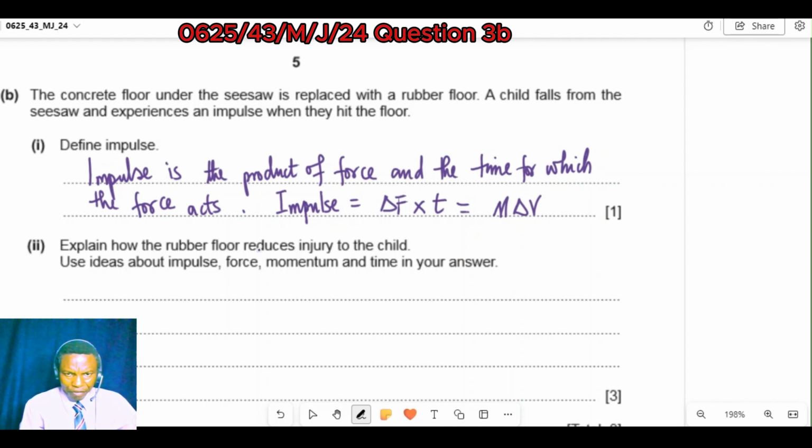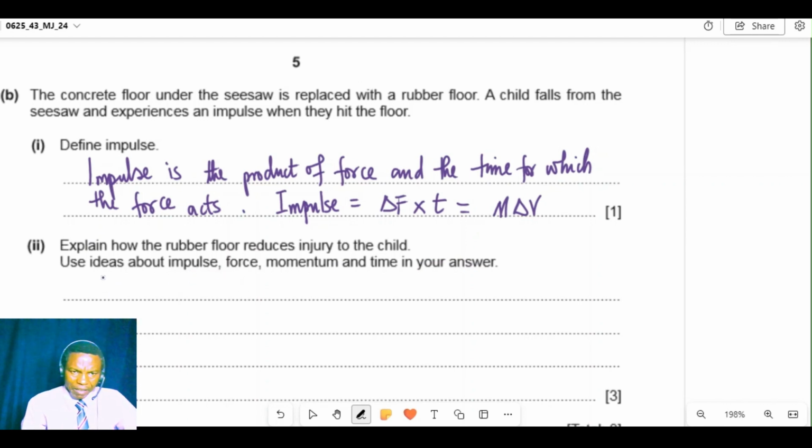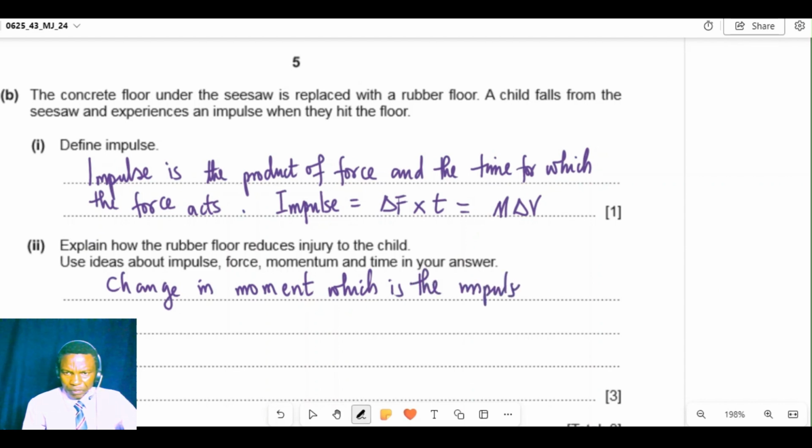Explain how the rubber floor reduced injury on the boy. Use ideas about impulse, force, momentum, and time for which the force acts. So one thing you should know: when the boy falls from the seesaw, the change in momentum, which is the impulse, is the same on both floors.